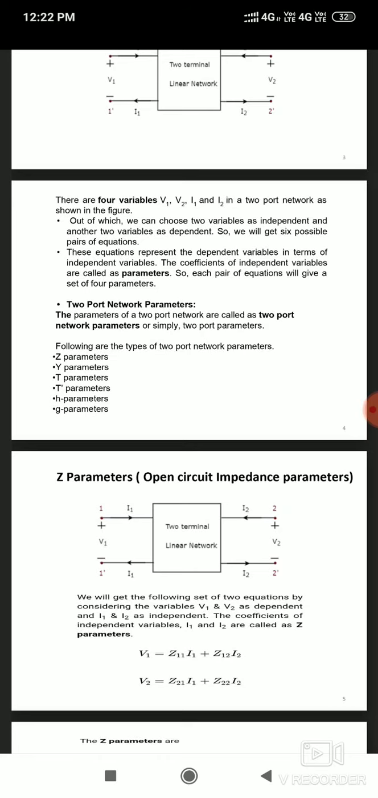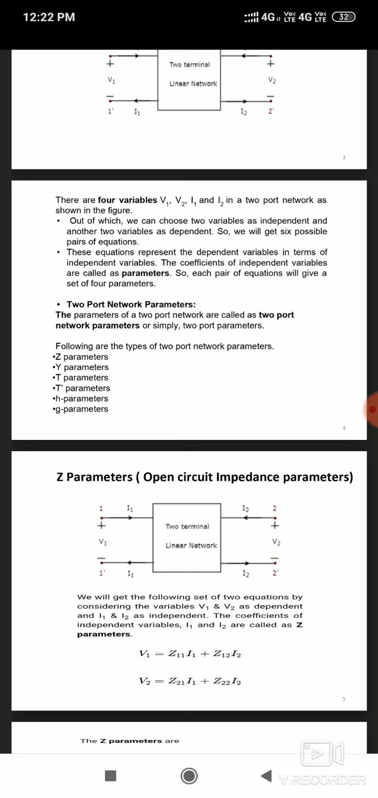Next, what do you mean by a two port network? It is a network having two pairs of terminals, one pair at one side and the second pair at the other side. Out of the two ports, one port acts as the input port and the second acts as the output port, and vice versa.